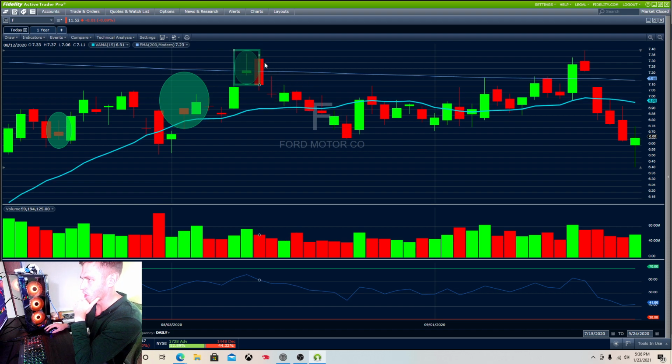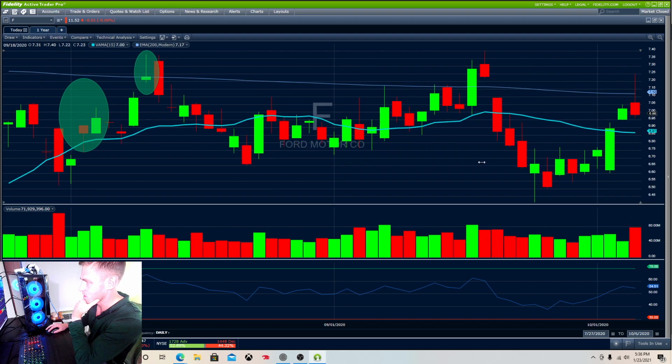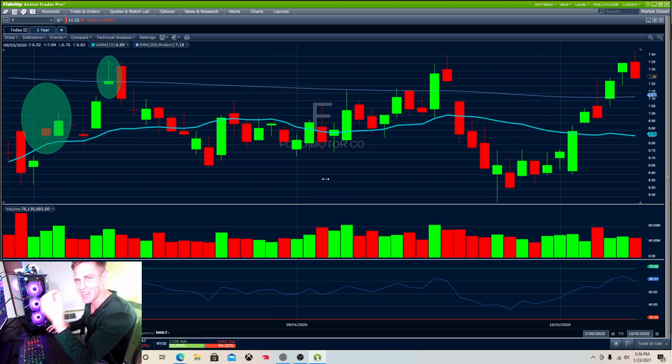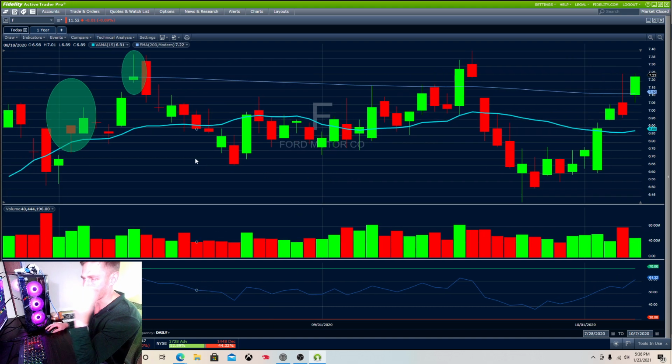And anytime that you have these long wicks on top of candles, that typically indicates that buyers are trying to push the price back up, and there's a lot of weakness present with the overall buying pressure. Sellers are able to bring the price back down, and we do see this continue as a trend up until about here. And typically this can be a great indicator of overall buying or selling pressure on a stock.